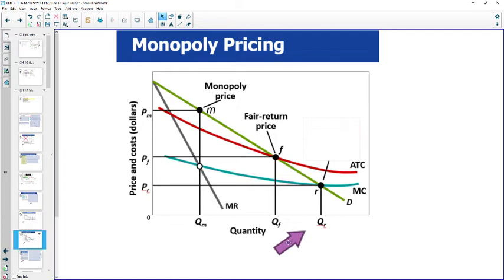But we're still not where supply and demand meet. Remember, marginal cost is the supply curve. Point R would be the intersection of supply and demand, and that would be the socially optimal price, where demand crosses the marginal cost curve. We would then maximize this consumer surplus.